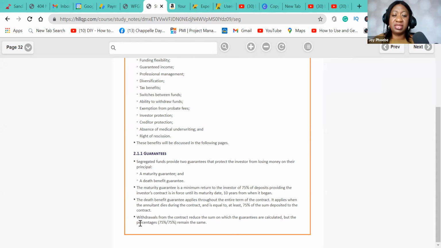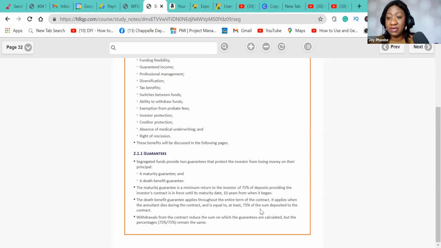Then the second one is the death benefit guarantee. It applies throughout the entire term of the contract. So this one is not a function of whether you stay to the end of the term or not. It applies through the entire term of the contract. That is, if the annuitant, or the person the investor names, happens to die during the 10-year period of the investment, and the investment is not doing well, then the person will get 75% of the deposit of the contract.